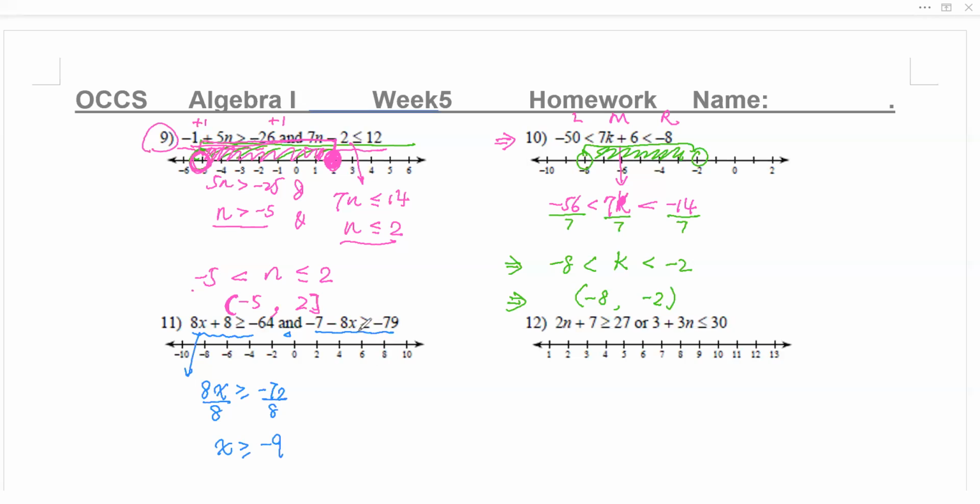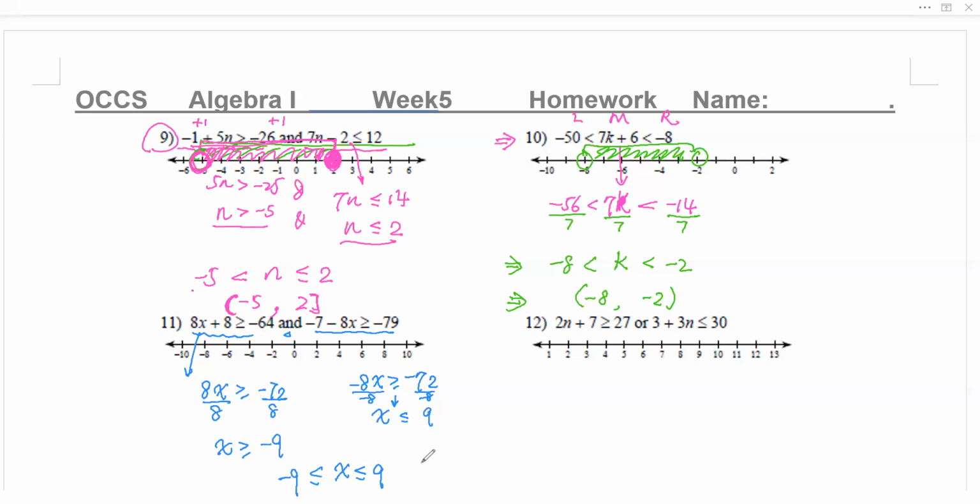The second one, both sides plus 7, then both sides divide by negative 8. So we need to change the alligator mouth. Negative 8 became positive 9. So x less than or equal to 9. So we write both of them again: it must meet both situations, x less than or equal to 9 and greater than or equal to negative 9.